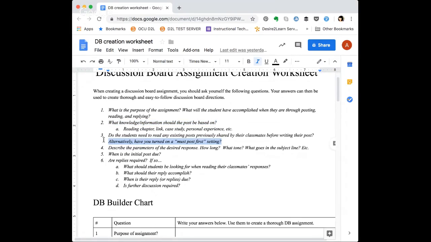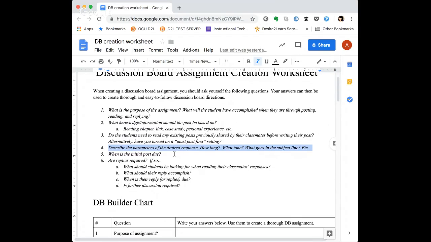Number 3, do the students need to read any existing posts previously shared by their classmates? Or there is a must post first setting that D2L has, which tells them you're not going to see anybody else's answers until you post. Number 4, describe the parameters of the desired response. This is where that traffic piece comes in. How long should their response be? What tone should they have? What goes in the subject line? This is really the directing traffic sort of piece. What do you want to see specifically in that post?